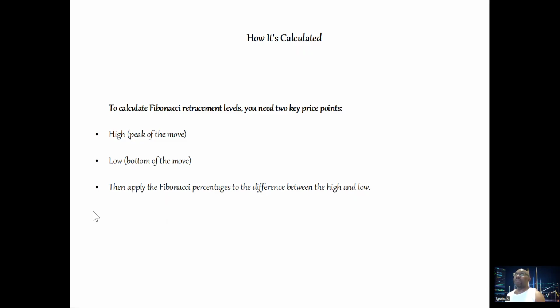Let's say, for example, price is at 100, that is the low, the bottom of the move. Then it rises to 300. Once it gets to that 300, it stops and starts coming down again. So that 300 is the high. To calculate Fibonacci retracement levels, you need these two key price points, that is the high and the low.